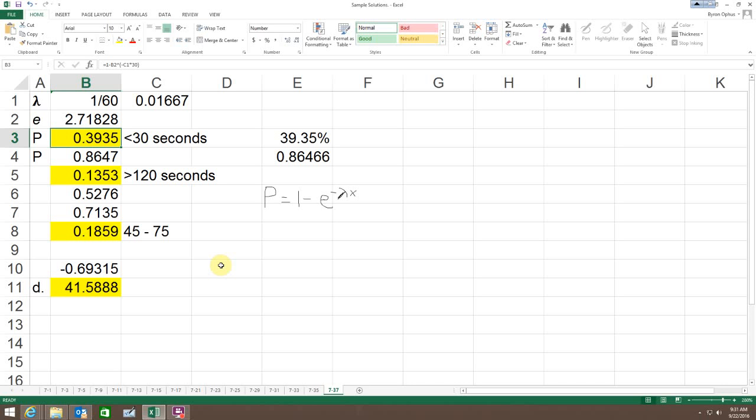And 37 says waiting times to receive food after placing an order at the local Subway sandwich shop follow an exponential distribution with a mean of 60 seconds. So my mean is 60 seconds. Calculate the probability a customer waits. I got A is less than 30 seconds.